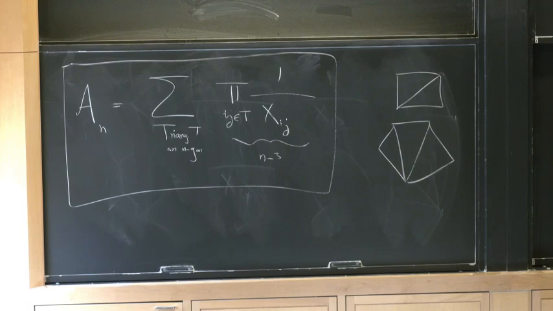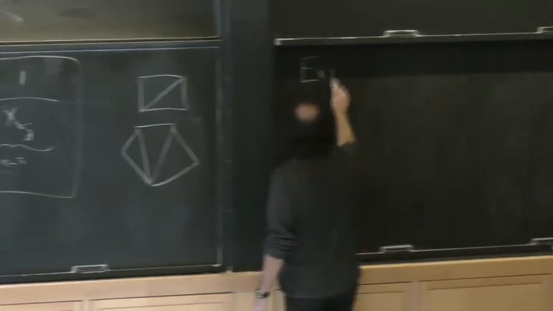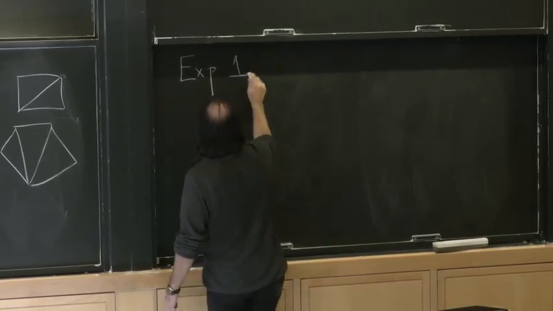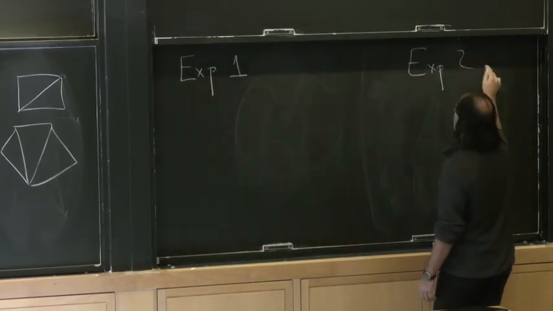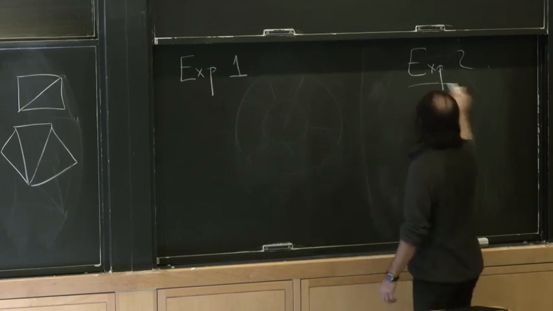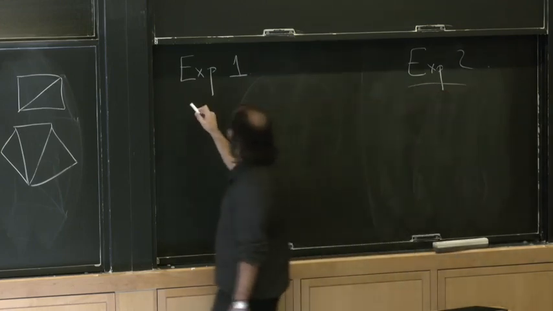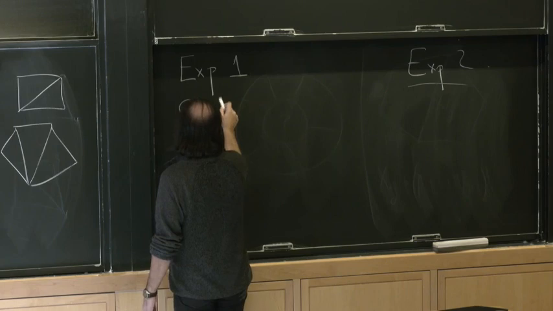Now, in my story, there are going to be two experimentalists, experimentalist one and experimentalist two. And experimentalist 2 is going to be the hero, of course. Experimentalist 1 is what I like to call the closet theorist.